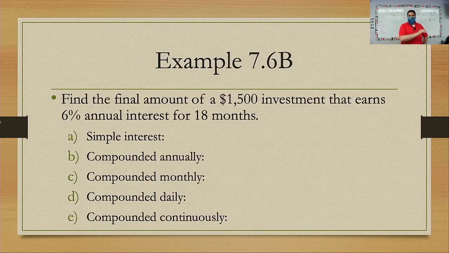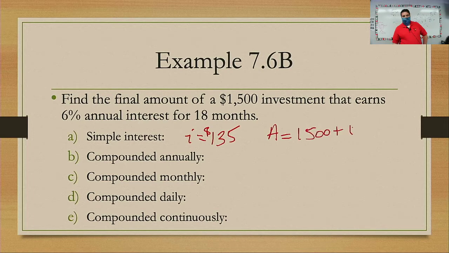Okay. So we're to find the final amount of a $1,500 investment that earns 6% annual interest for 18 months. Okay. So first of all, simple interest. Okay. We know that the interest would be I equals PRT. So you just do 1,500 times 0.06 times 18 months. I'm going to assume we all can do that. And my interest would be $135. Okay. Which would mean my new amount is equal to 1,500 plus 135, so we get 1,635. Okay, so that anything higher than that is a good deal.